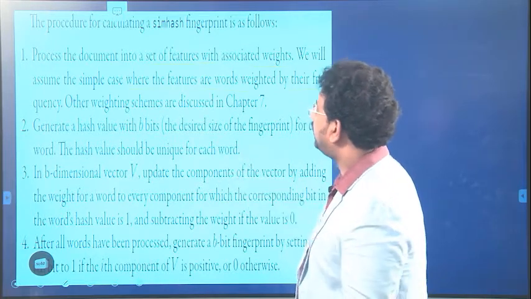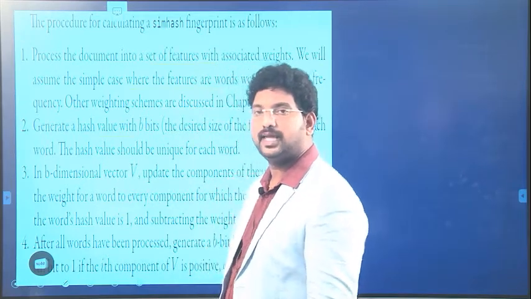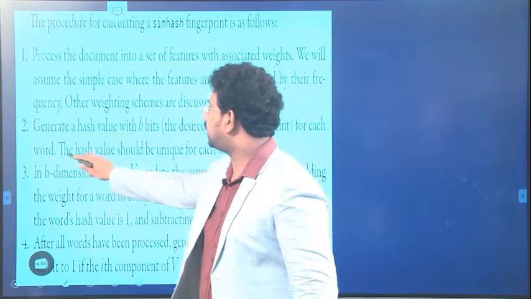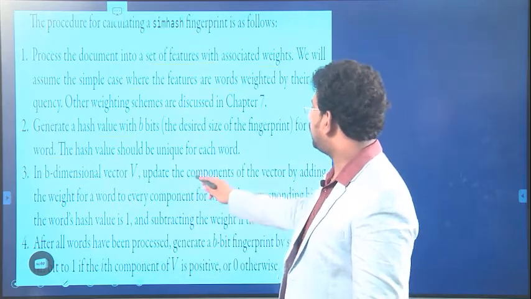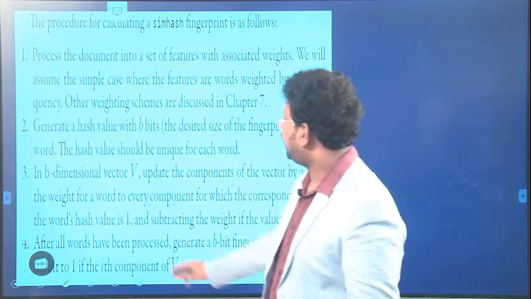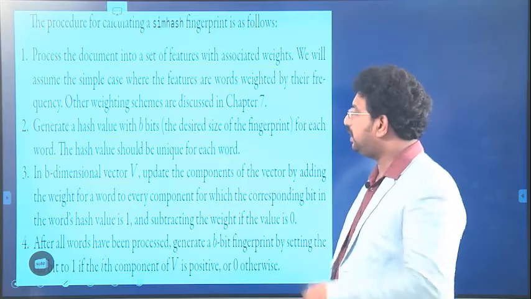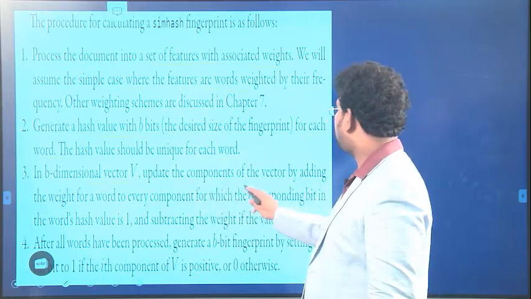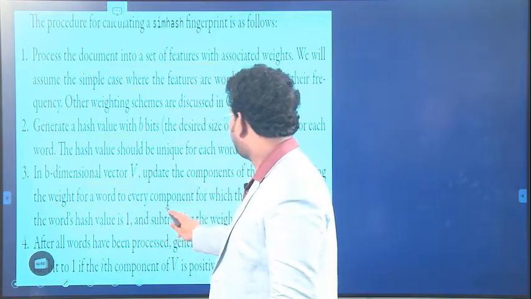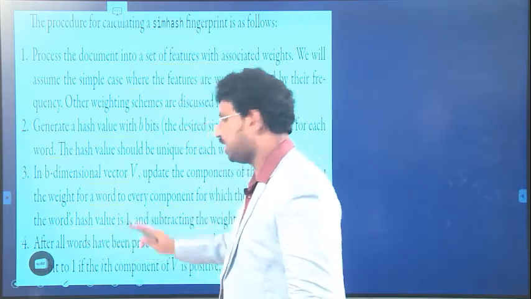The second step is to generate a hash value with b bits for each word. For each and every word you have to generate the hash value. The hash value should be unique for each word. In the third step, you are going to calculate the b-dimensional vector V: update the components of the vector by adding the weight for the word to every component for which the corresponding bit in the word's hash value is 1.